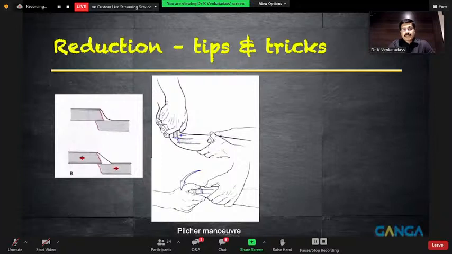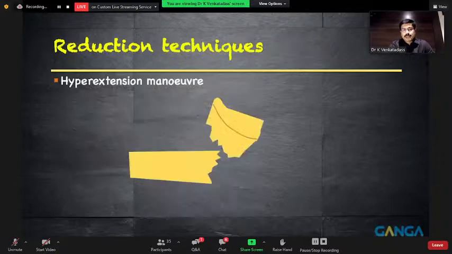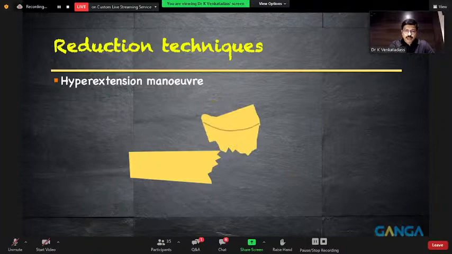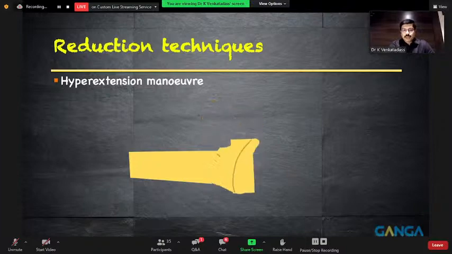There are certain fractures, particularly with bayonet apposition with angulation, when the periosteum on the dorsal aspect is intact, where you may not be able to reduce by the usual maneuver. So in children, what we do is called the Pilcher maneuver or the hyperextension maneuver, where you have to exaggerate the deformity and then reduce the fracture. So essentially, you exaggerate the deformity and then you walk down the fracture so that you get the reduction.